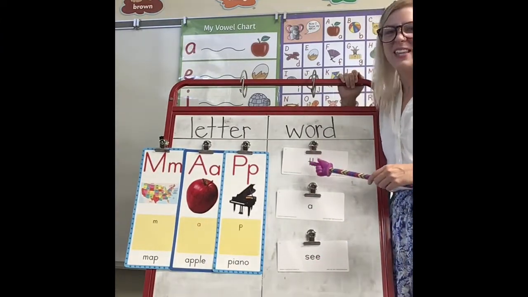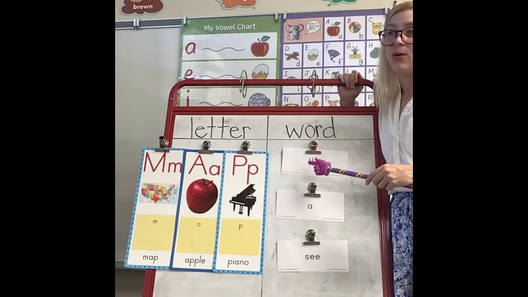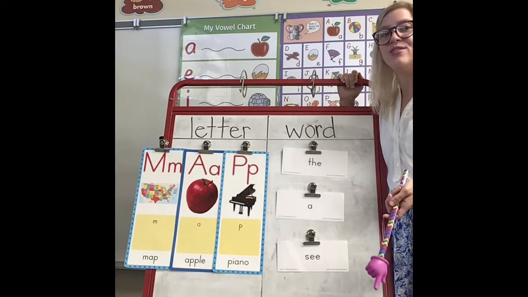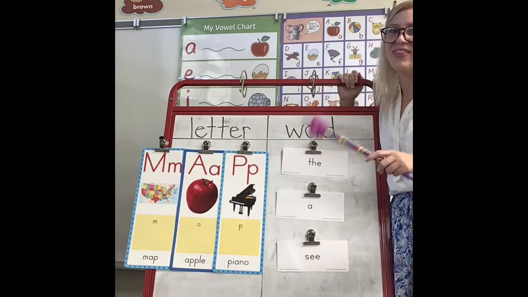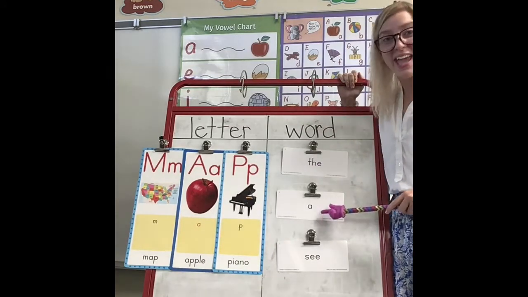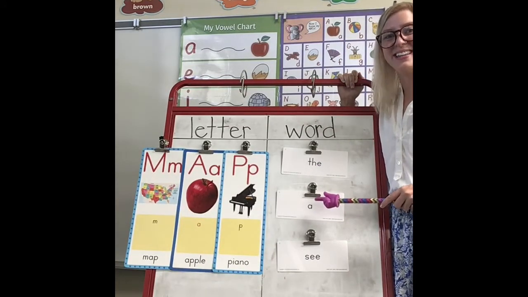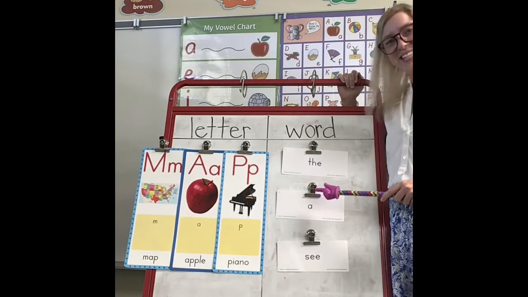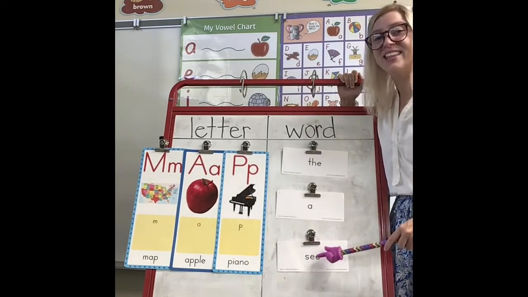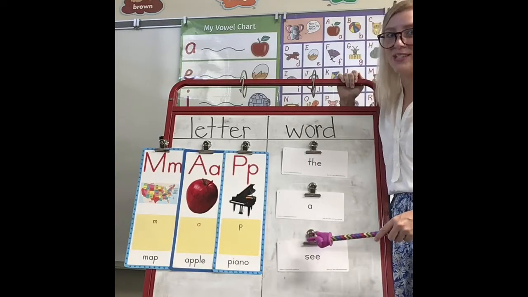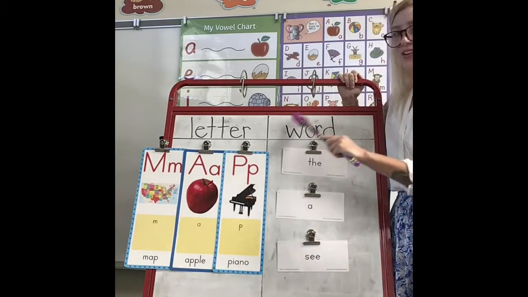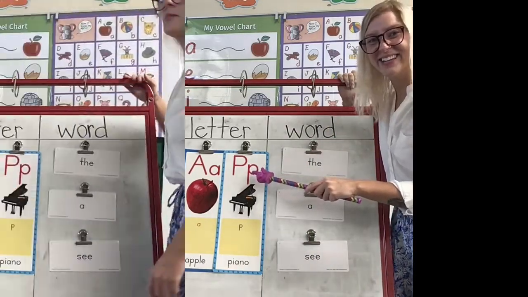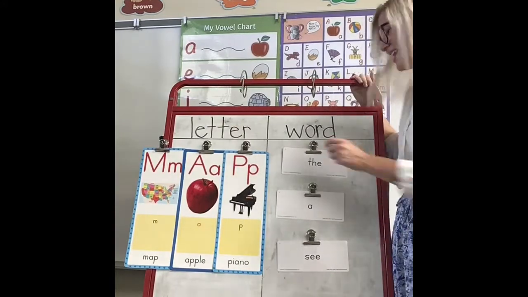Now let's look at some of the words that we have in our back pocket, like the, a, and see. We see the word the a lot when we're reading. We even use it in sentences, like I go to the store. I am at the playground. And the word a. We see and use the word a lot too. I am a teacher. You are a student. And the word see. We use the word see when we notice something. I see a word. I see a letter. Let's read, spell, and write these words.